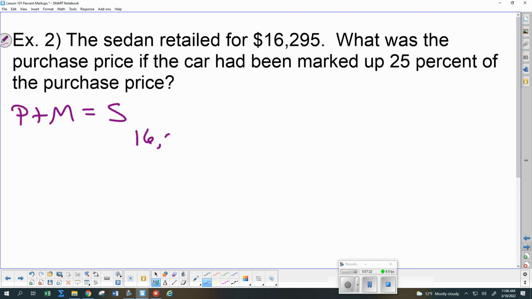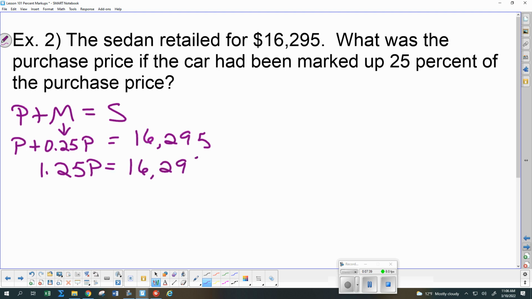So we've got 16,295 out here. And the markup is 25% of the purchase price. So it's 0.25 times the purchase price. So we have 1.25 times the purchase price is 16,295. Divide both sides by 1.25. And let me know what you guys have come up with on that for what the dealer had to pay to the big car manufacturer to get that. Ricky?